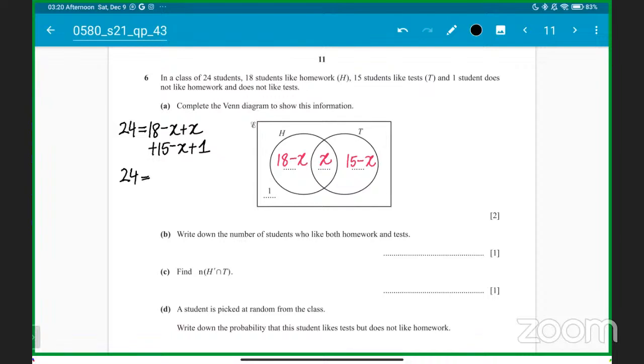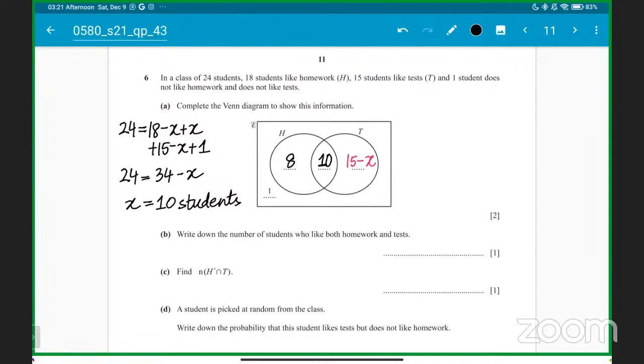Just solve this. 18 plus 15 plus 1 is what? 34. And minus x plus x cancel out. So x is basically 34 minus 24, which is 10 students. Students, anyone have any doubts on how to complete the Venn diagram for 10 marks? So there are 10 students who like both homework and test.